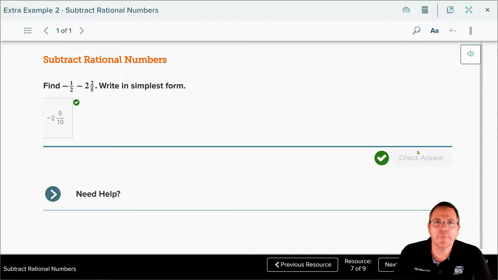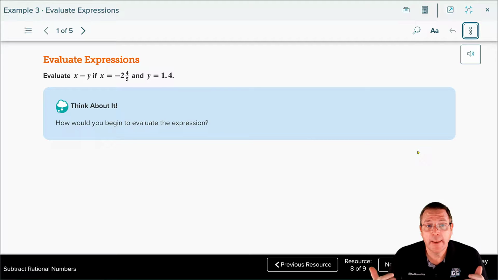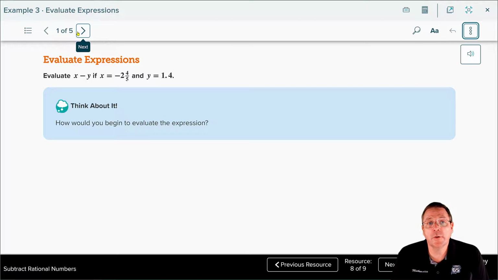Let's see what else they have for us. Ooh, look at this shiny problem. Here they got variables: y minus x, if x is negative 2 and 4/5, and y is 1.4. This one involves mixed numbers and decimals, and we're going to have to decide, do we want to work them as a decimal, or do we want to work them as fractions?